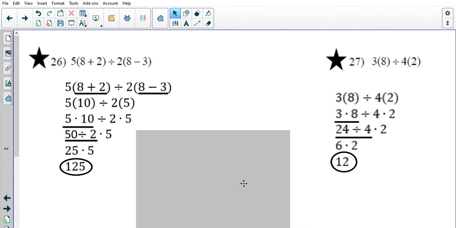If you end up getting a solution of 3, you did all the multiplication first and then divided. Remember, multiplication and division we do in order from left to right. Really important for us.